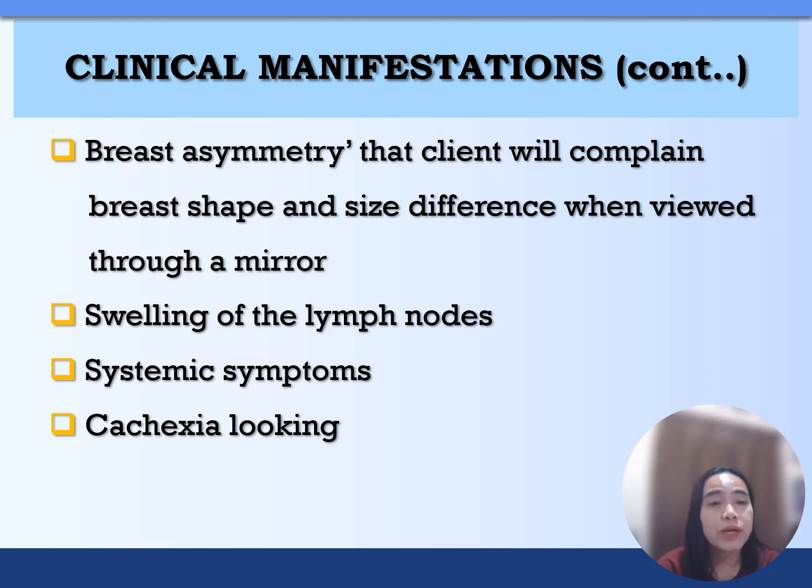The last one is cachexia. Cachexia appears in advanced stages. Breast cancer can cause cachexia, a condition characterized by severe weight loss, muscle wasting, and general weakness. Cachexia often results from the body's response to cancer and can significantly affect a person's quality of life.